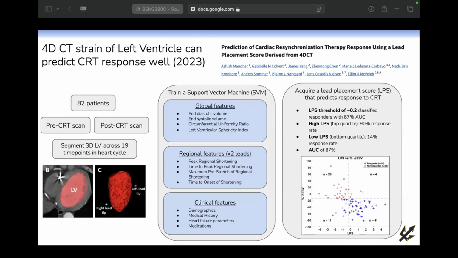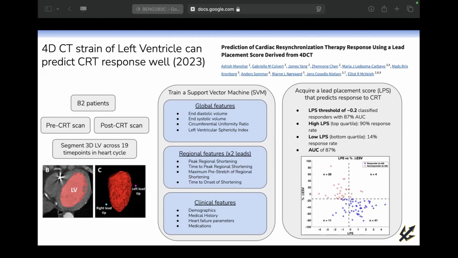So this is a slide I presented last time. It's going through the study of Ashish and Dr. McVeigh back in 2023. To summarize just real quick, 82 patients were retrospectively analyzed. They received the 4D-CT scans before and 6 months after CRT.